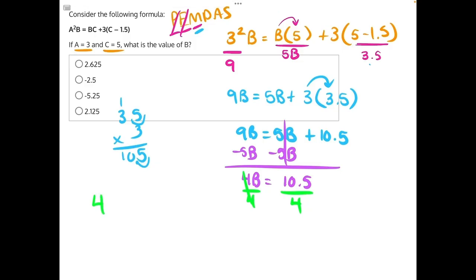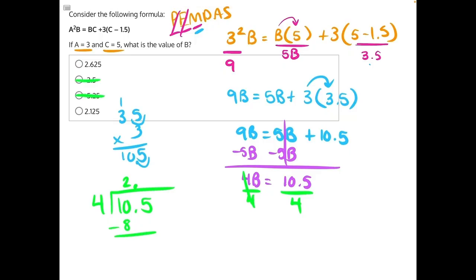How many times can 4 go into 10.5? Well, 4 can go into 10 2 times, which would be 8. And before we go any further, we can look at our answer choices and see that we only have 2 positive options that start with 2, and that's A and D. So that means we can eliminate B and C.